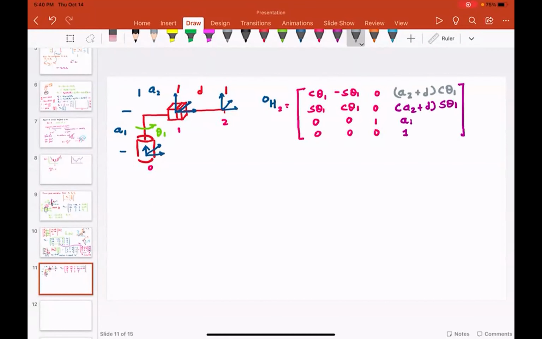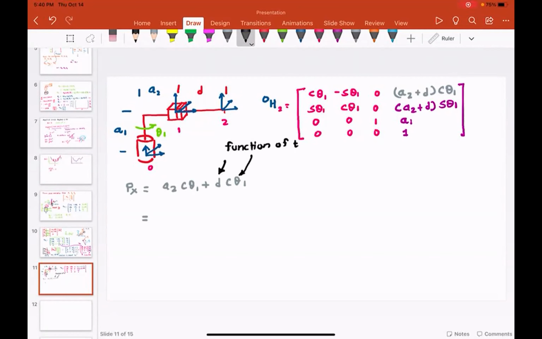Now here, if I want to find out Px, it's A2 cosine theta 1 plus D cosine theta 1. Now, please note, there are two variables. D is changing with respect to time. Do you agree with me? Because D is the extension of the cylinder. So D is a function of t, and theta 1 is also a function of t.